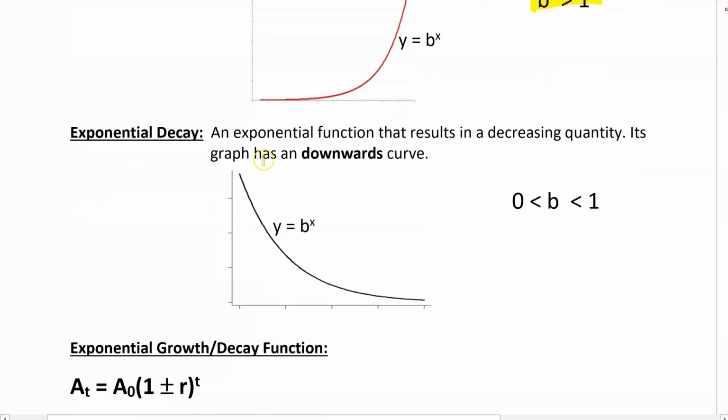What about here? An exponential decay situation is an exponential function that results in a decreasing quantity, and its graph has a downwards curve, right? It's still y is equal to b to the x, but the value for b here has to be in between 0 and 1. And notice that it's not 0 is less than or equal to b, it's just less than and less than. So that means b has to be in between 0 and 1, but can't be 0 and cannot be 1.